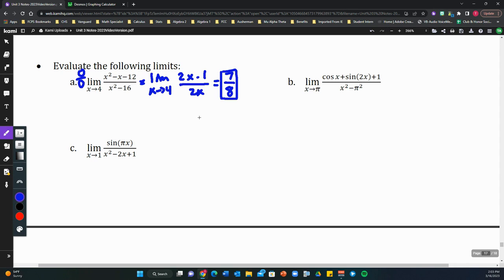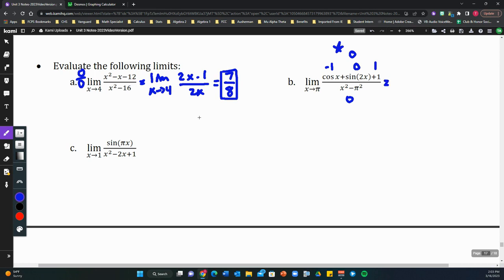Okay, let's try this next one. Again, let's check for indeterminate first. So if I plug pi into x everywhere, in the top, cosine of pi would be -1. If I multiply this by 2, sine of 2 pi would be 0. And then plus 1 would be plus 1, obviously. So those produce 0 in the numerator. And then pi squared minus pi squared will also be 0 over 0. So we do, in fact, have that red flag, that indeterminate form.